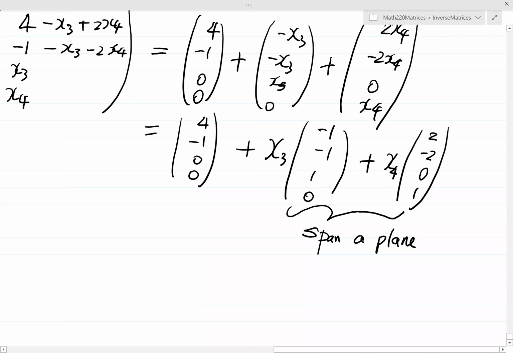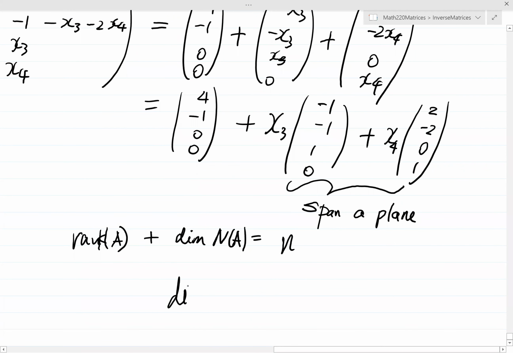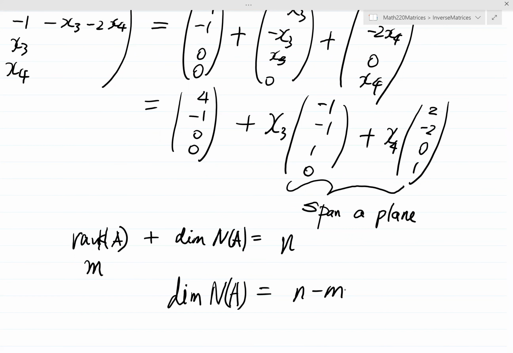Remember, if you use the rank-nullity relation, the rank plus the dimension of the null space equals the number of columns n. In this case, A is a fat matrix, so the number of columns n is large. The full row rank is m, so the dimension of the null space is n minus m. If n is larger than m, this means the null space is large, so we have a lot of free variables.